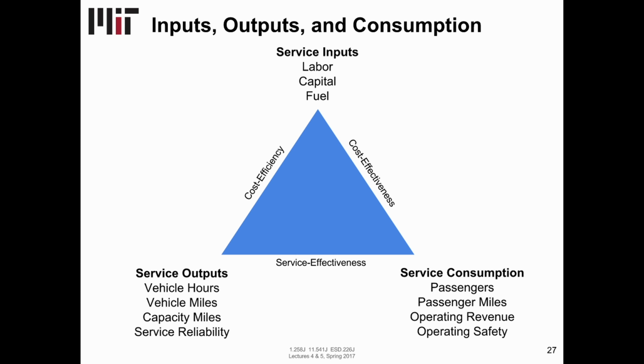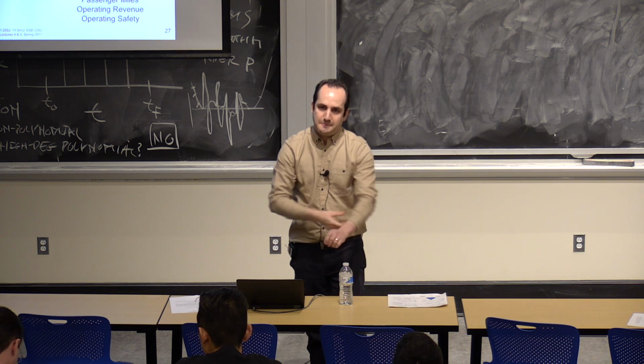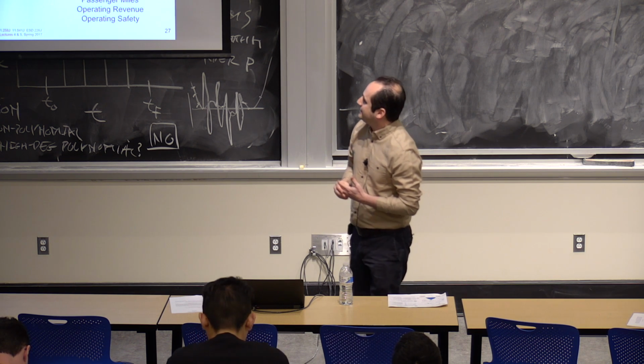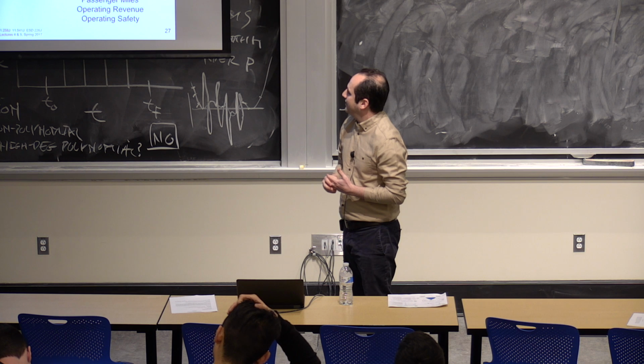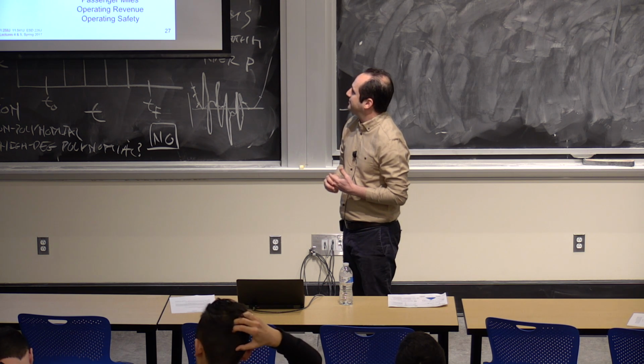Any comments? Why is operating safety located in the consumption side? Is it evaluated by accident number over passenger? Right, yeah, that's a good question. Operating safety.